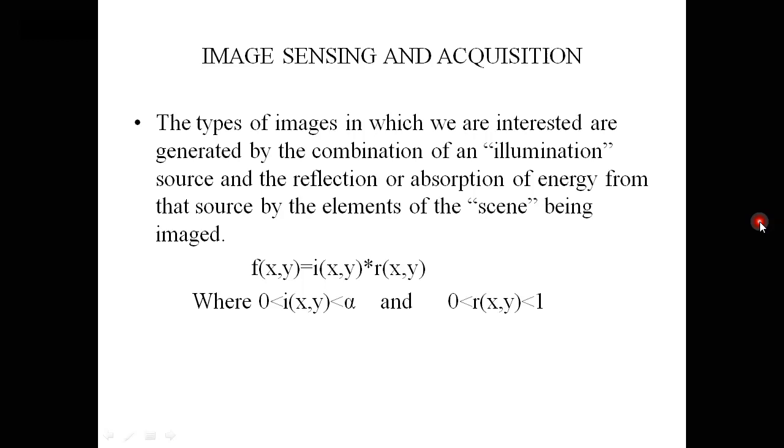Here the strip provides imaging elements in only one direction. The motion is perpendicular to the strip and provides imaging in the other direction. This is the type of arrangement used in most flatbed scanners, with sensing devices of 4,000 or more inline sensors.